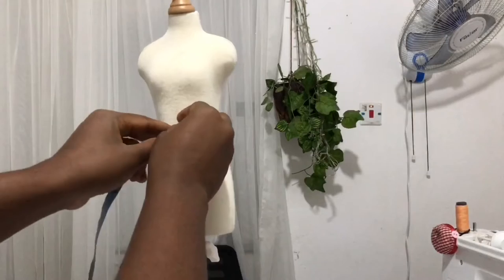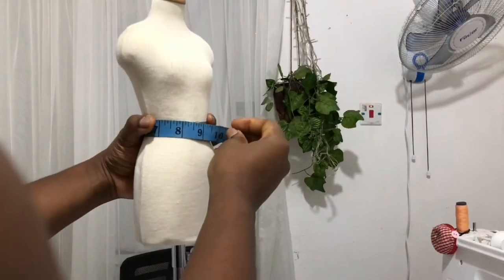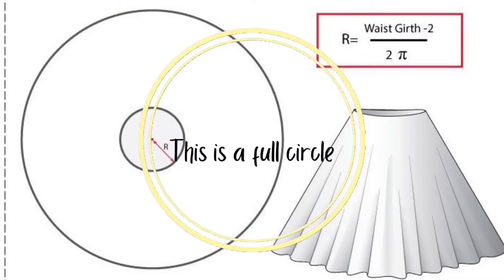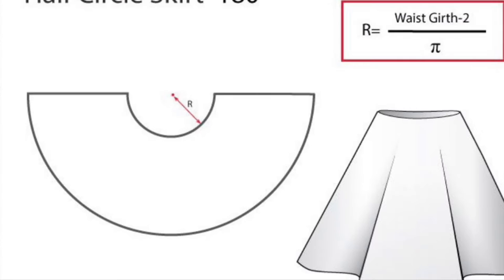You need two measurements: your waist circumference and the length of your skirt. Now this is a full circle skirt pattern. It has 360 degrees in it, and this is the half circle skirt pattern. The circumference of the waist will be all in 180 degrees. The first thing you want to do is to multiply your waist circumference by 2.